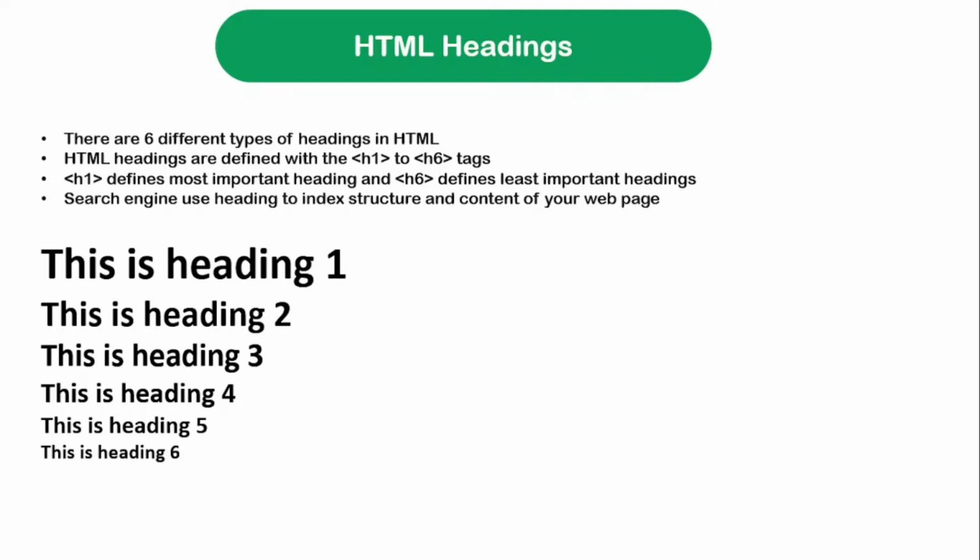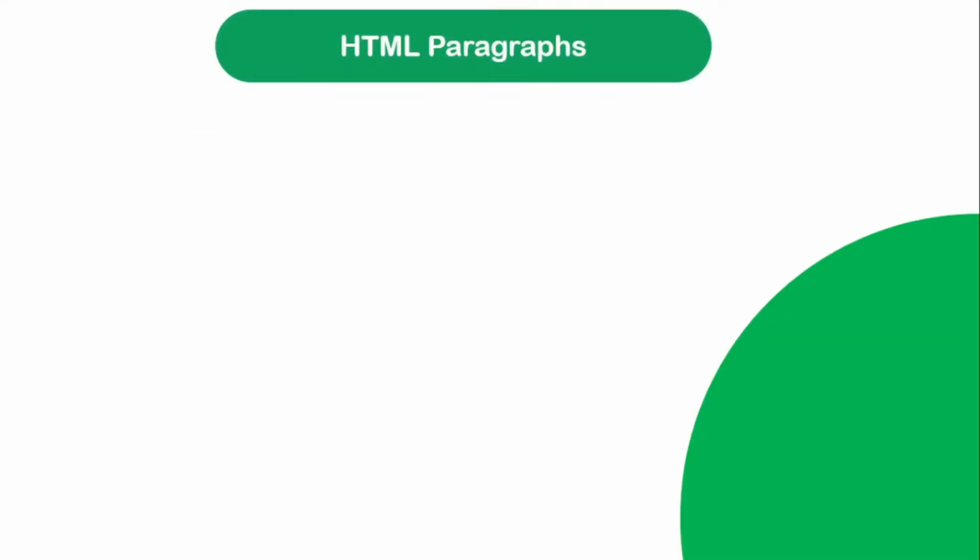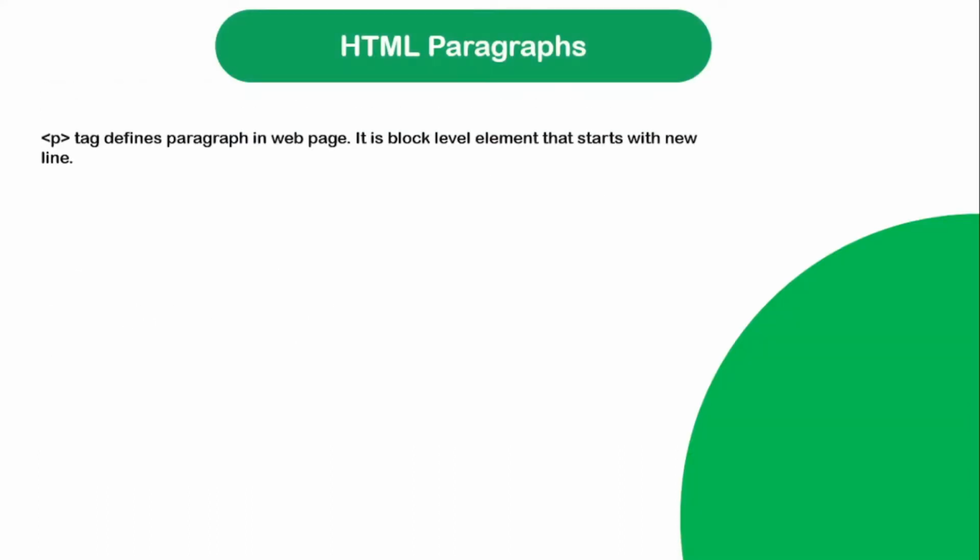And let's see what paragraphs are. We will do it practically at the end of this video, so watch the complete video. HTML paragraph: the P tag defines a paragraph in a web page. It is a block level element that starts with a new line every time. Headings also start with a new line, and a paragraph also starts with a new line every time. Like if you write H1, then it will cover the entire line, and if you write another element after this, then it will start below that previous heading.